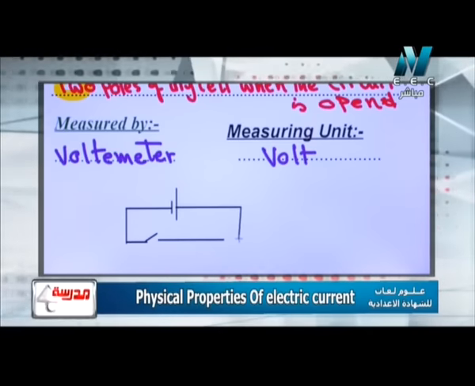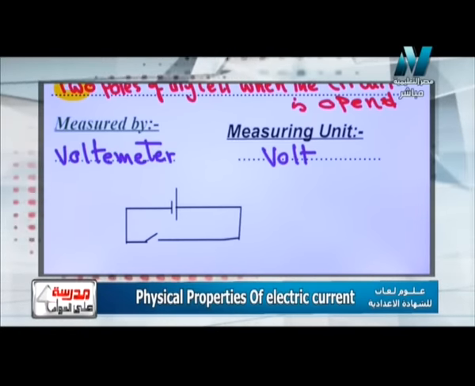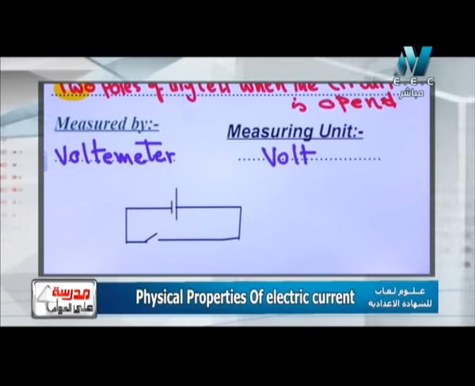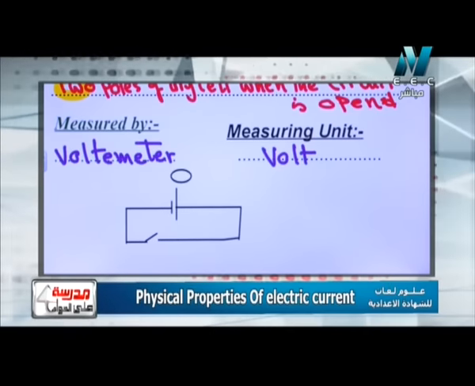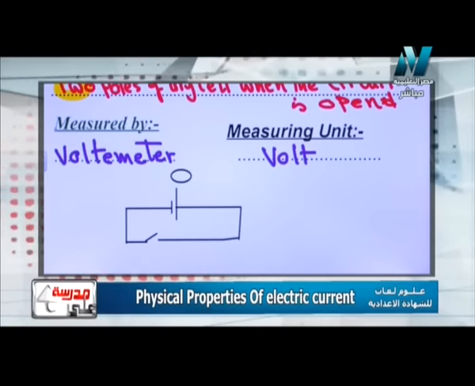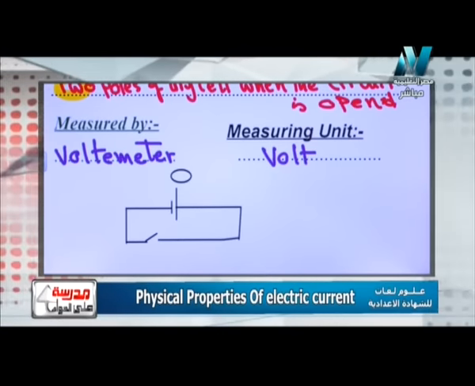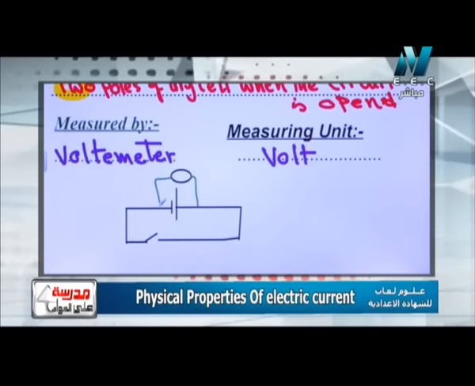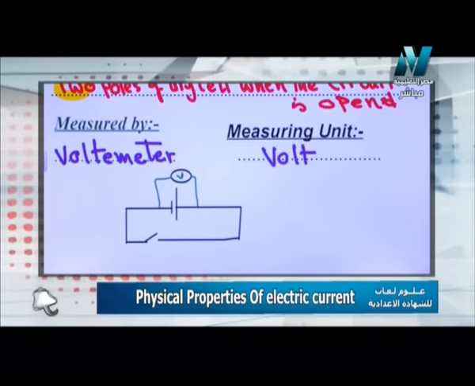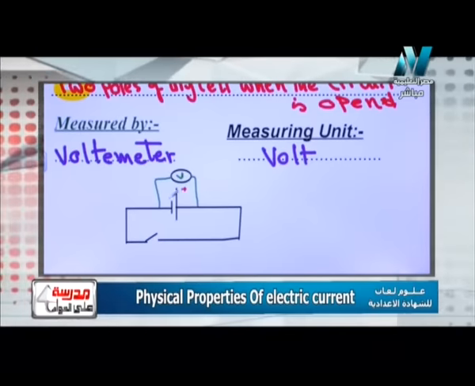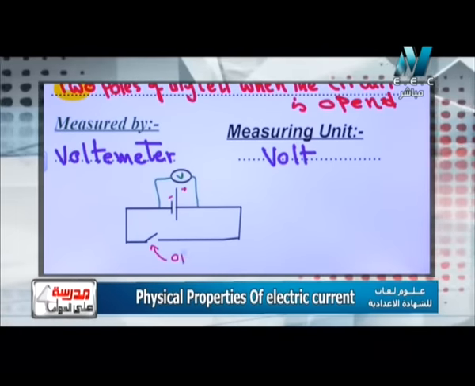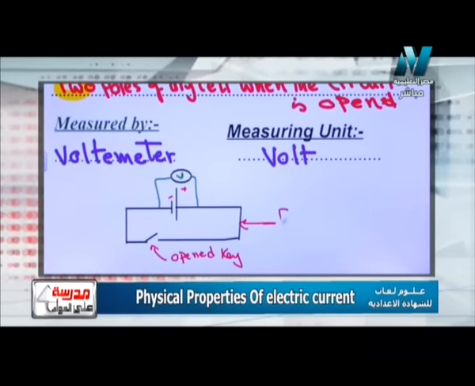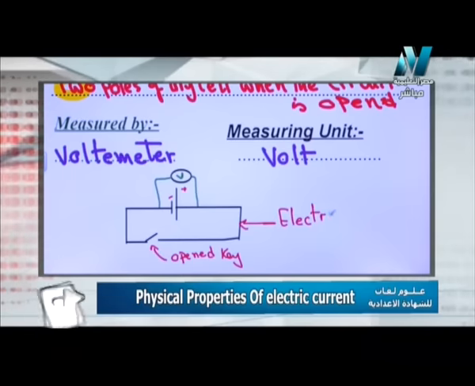And the voltmeter is connected parallel. But connected parallel with what? Yes, connected parallel with, or between, the two poles of the battery. It is connected here and here only. Between what? The two poles of the battery. V, and we have positive, negative. We have here an opened key or switch, and an electric wire.